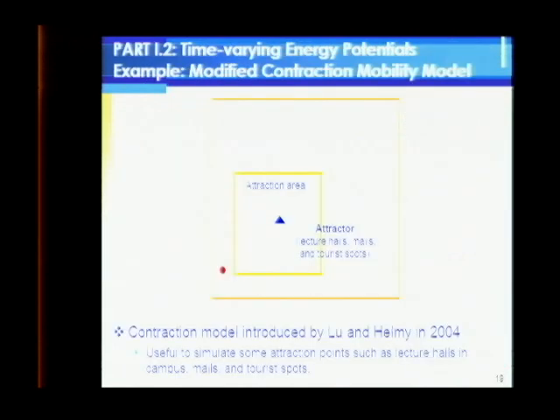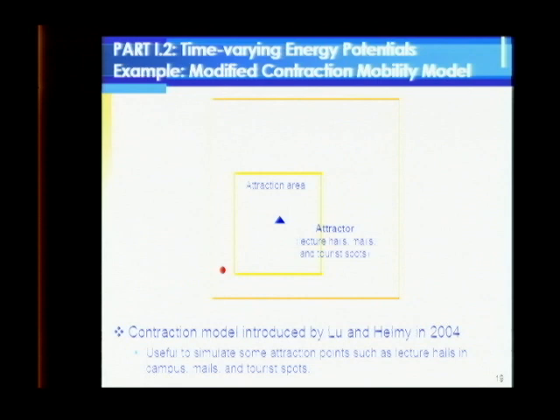So far was the main idea. So the main idea was the spreading period versus coherence time. But then we need to move to some more realistic models that have a time-varying energy potential. So here is one model that is useful. This is called the modified contraction model. This is from Lou and Helmi's work, Ahmet Helmi's work from 2004.